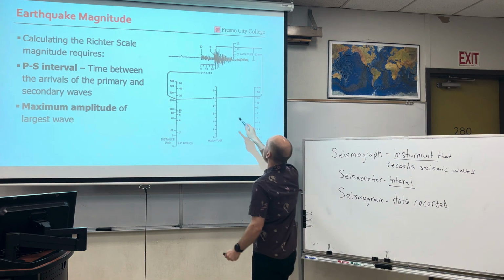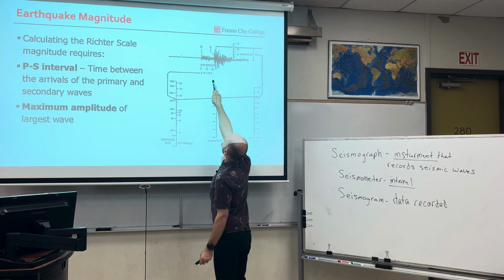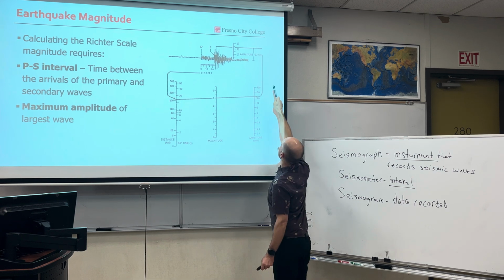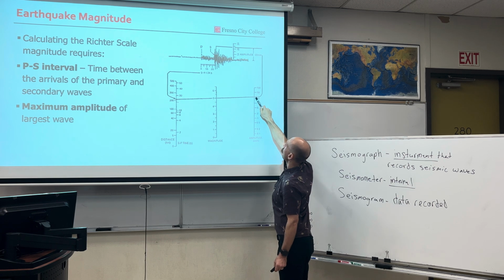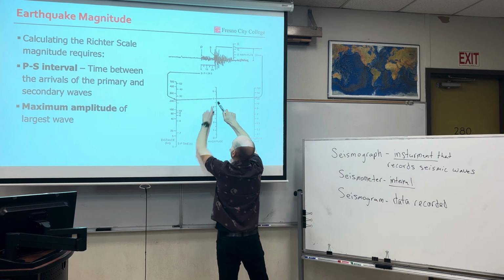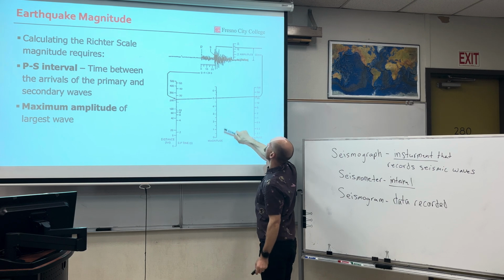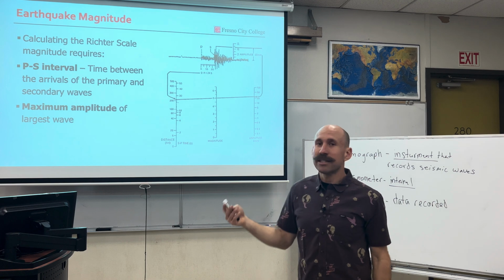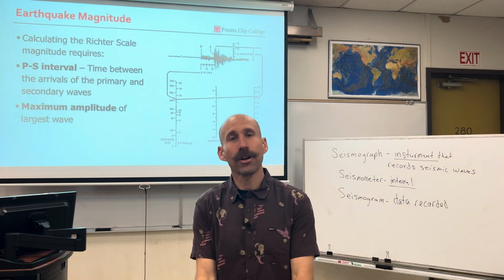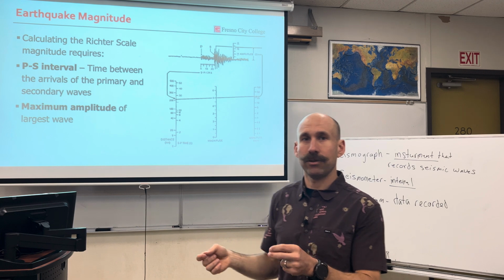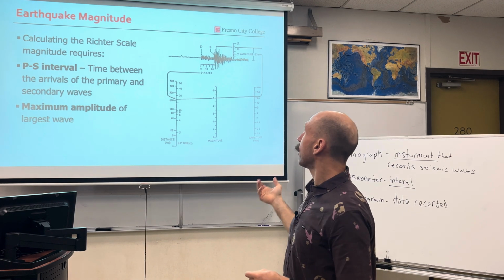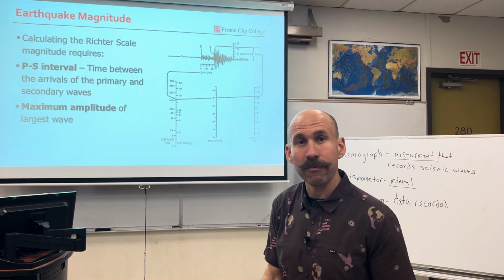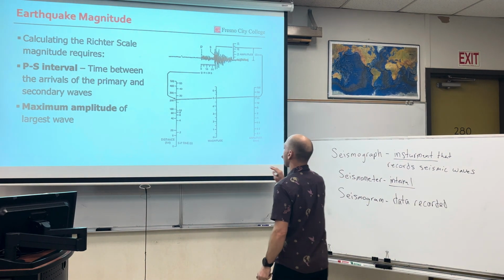So, PS interval for this one, 24 seconds. Amplitude, 23 millimeters, right here. We connect these dots. We say the magnitude is a 5 on the Richter scale. So this can be done. Current common technique is the moment magnitude system. But for years, the Richter scale was the common go-to scale of measurement for magnitude.